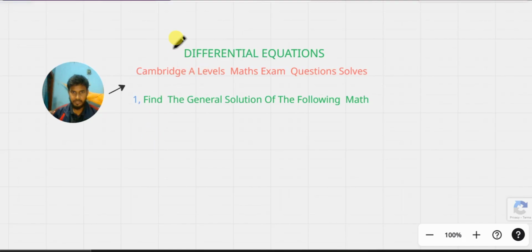So today we will discuss differential equations, and we have selected some important questions of the Cambridge A-level math exam. We will solve the previous exam questions. Before starting our class, I would like to discuss some important equations of differential calculus. So we will discuss some basic information now.